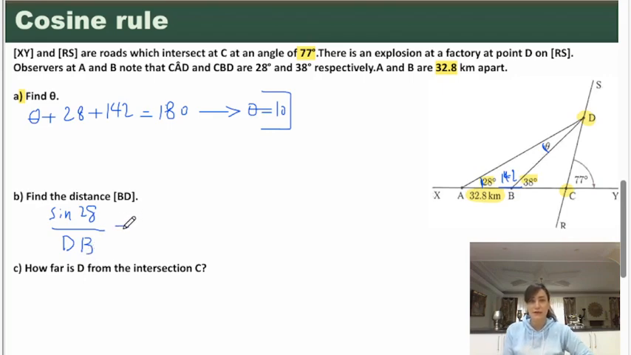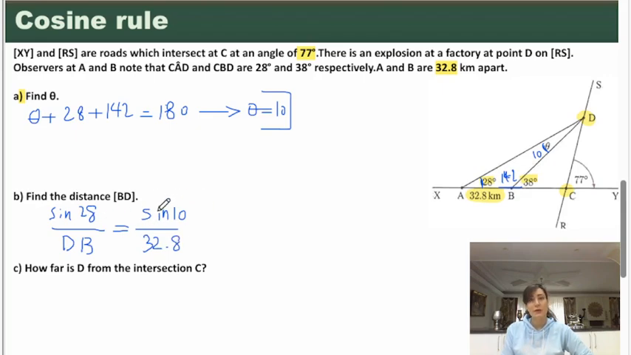So I use this rule. I have theta as well and the length of the opposite side of theta. If you write sine on the top of your fraction, you have to always write sine in the numerator. So I say sine of 10 over 32.8.